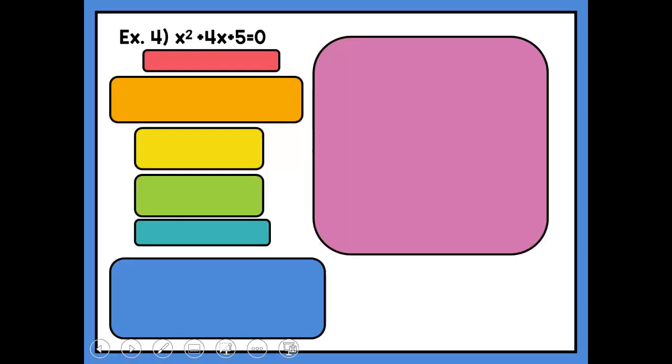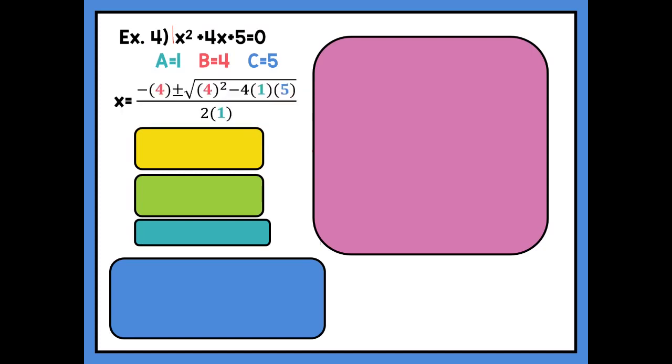X squared plus 4x plus 5 equals 0. First step is to identify your a, b, and c. Remember, do not be worried if any of the coefficients are missing. You can just add a 1. So a is 1, b is 4, and c is 5. Now we'll plug it into the quadratic formula. Again, it looks a little bit of a beast, but it simplifies quickly for you.